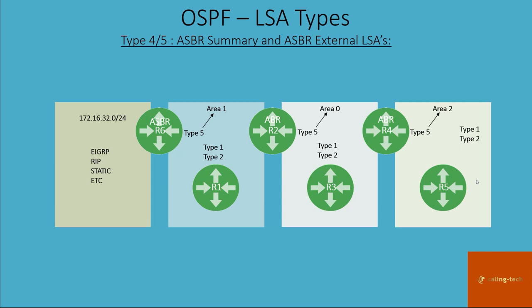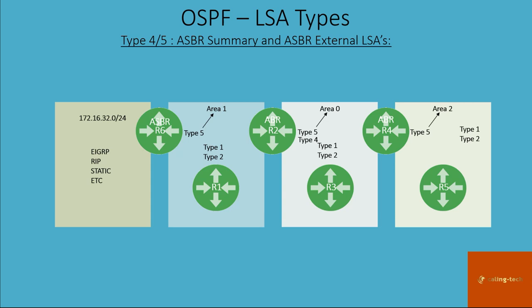Now, they actually include instructions on how to reach an ASBR in a foreign area. The Type 4 LSAs are actually sent by the ABR whenever an ASBR exists in a foreign area. So in our diagram, ABR router 2 is going to send a Type 4 LSA into Area 0, and it will provide instructions on how to reach ASBR router 6.